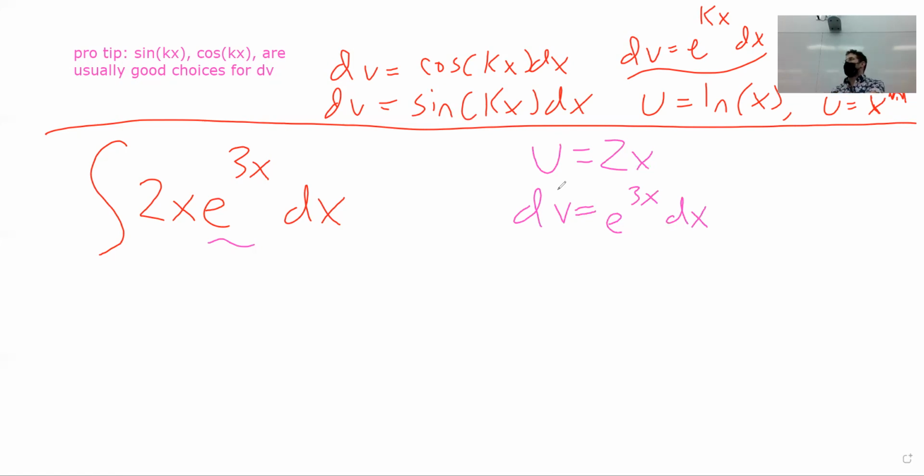So after we get u and dv, what comes next? We find du. And so du is going to be 2 dx. And we integrate our dv to find v. You can check real quick. If you take a derivative of 1/3 e to the 3x, the 3's will cancel from the chain rule, and that's how you recover this e to the 3x.